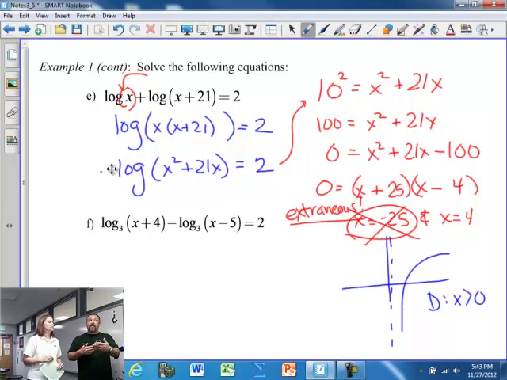Is it okay to have a negative x value as an answer? Yes, as long as when you plug it into your logarithm, it doesn't give you a negative number inside the logarithm. The input of the logarithm can't be negative. So don't just cross out all the negatives. You have to think. You have to use your brain.